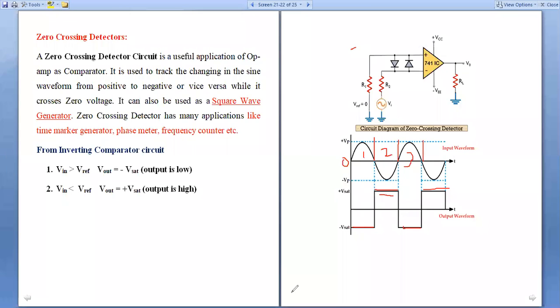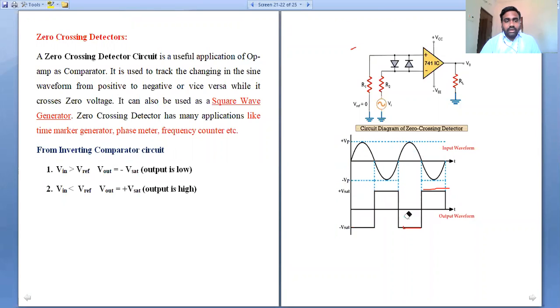This type of zero crossing detector is also called a square wave generator. There are various applications of zero crossing detectors, like time mark generator, phase meter, and frequency counter. At each and every point of zero crossing, the zero crossing detector is producing a particular square wave type structure.